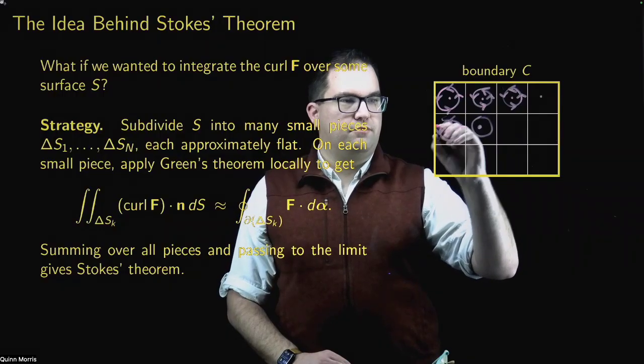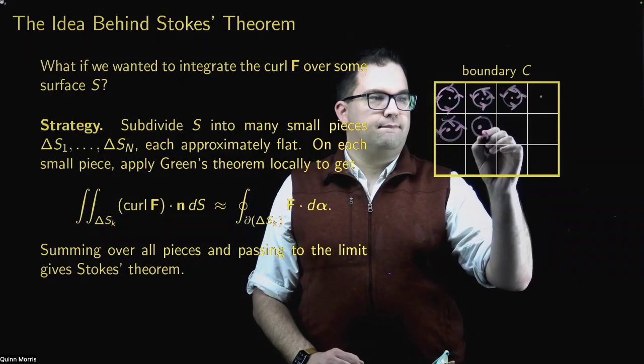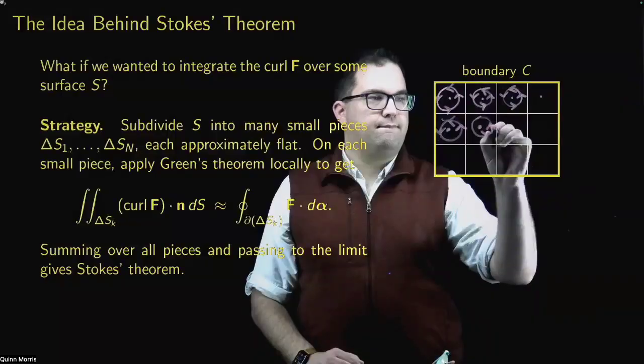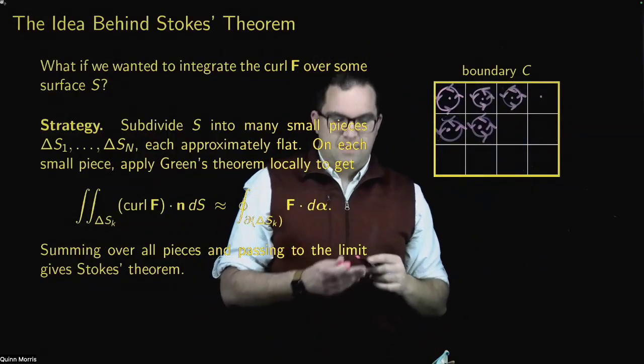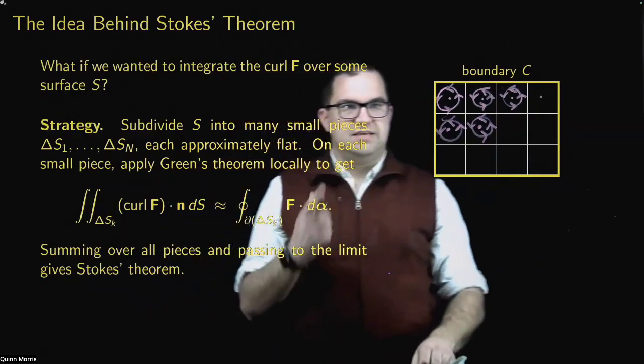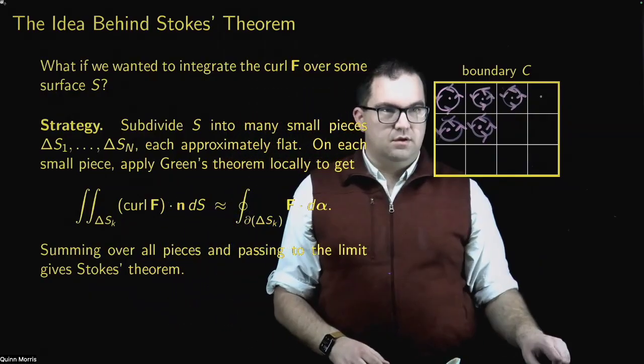Keep wanting to draw this one in the wrong direction, apparently. All right. Now imagine if we think of that curl as the circulation density.